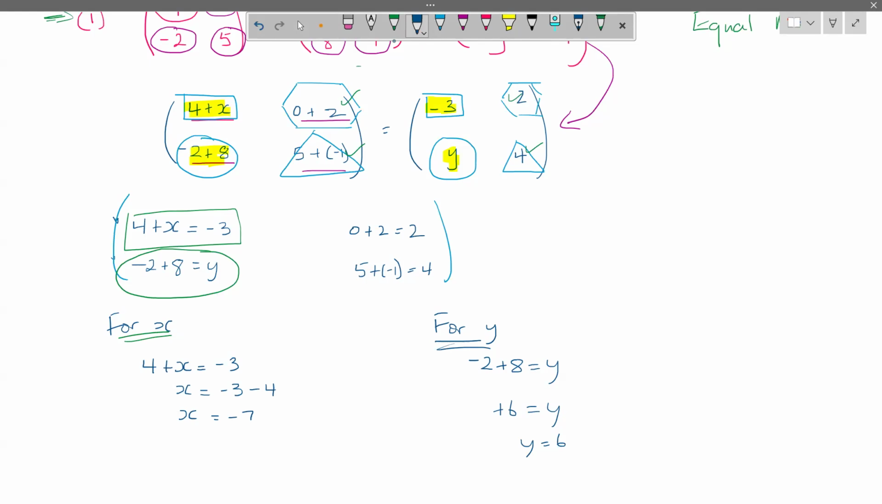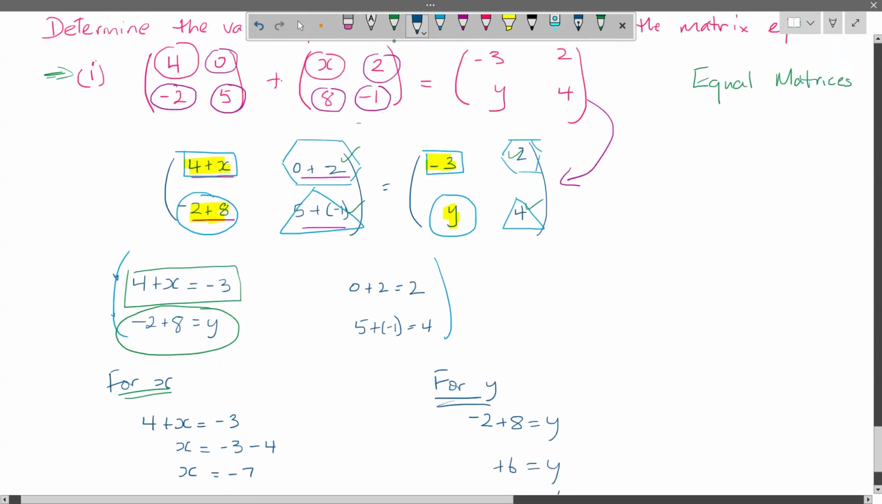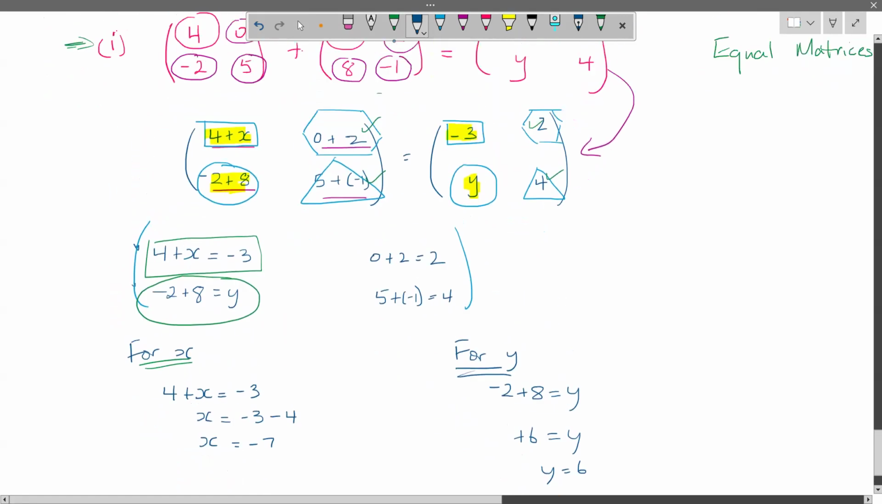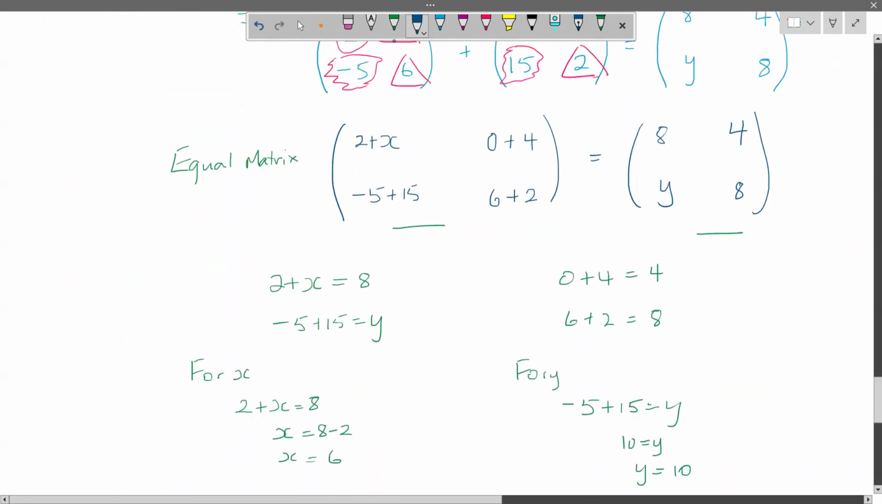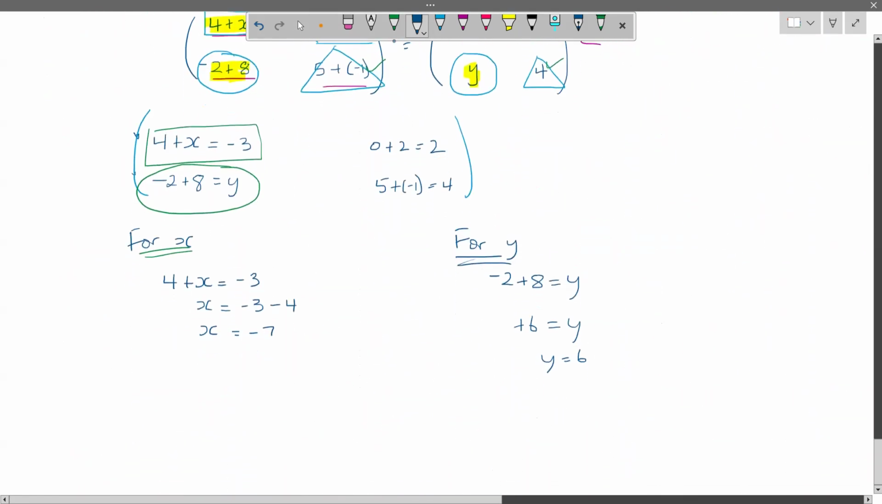You all right with that? Yeah? Everybody good with it now, right? So use the shapes if it will help you to see it better. Make sense? All right. There's one more that they had to do.